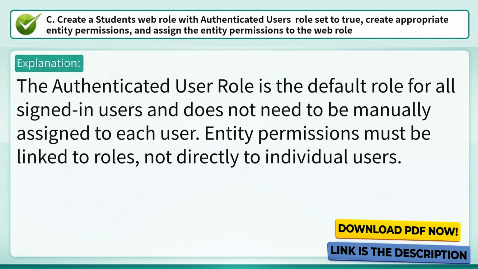Create a student's web role with authenticated user's role set to true, create appropriate entity permissions, and assign the entity permissions to the web role. Explanation: The authenticated user role is the default role for all signed-in users and does not need to be manually assigned to each user. Entity permissions must be linked to roles, not directly to individual users.